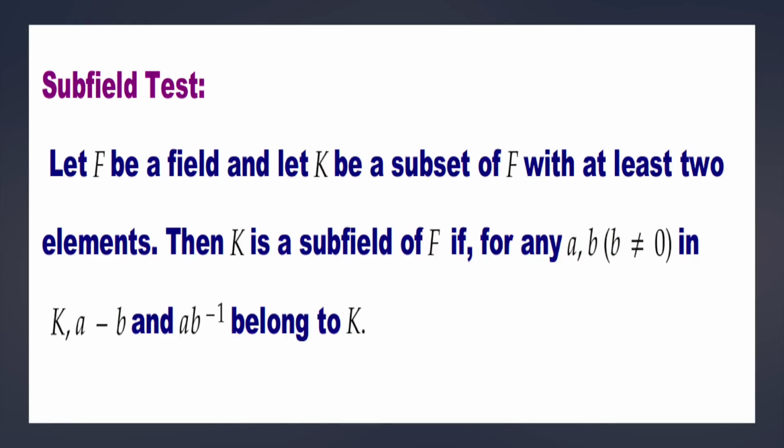We had already learned about subgroup and subring tests. Similarly, here also we will have a subfield test. The subfield test: let F be a field and let K be a subset of F with at least 2 elements. Then K is a subfield of F if for any a, b in K such that b is non-zero, a minus b and ab inverse belong to K. The intersection of subfields will be a subfield. Let us find it out here.